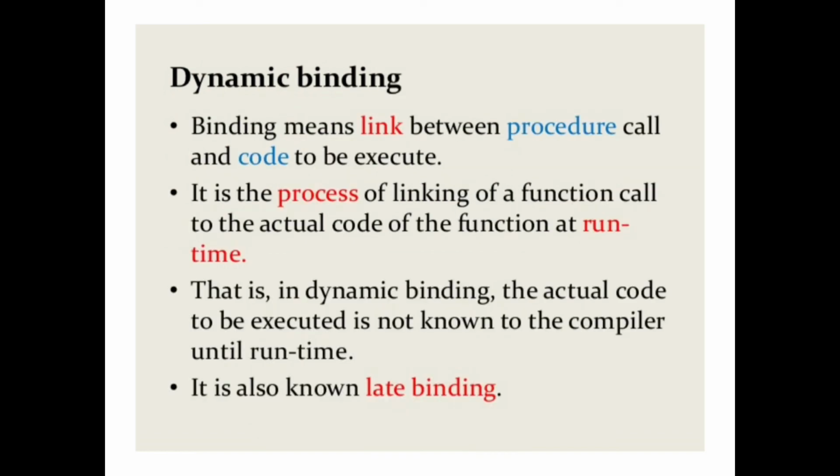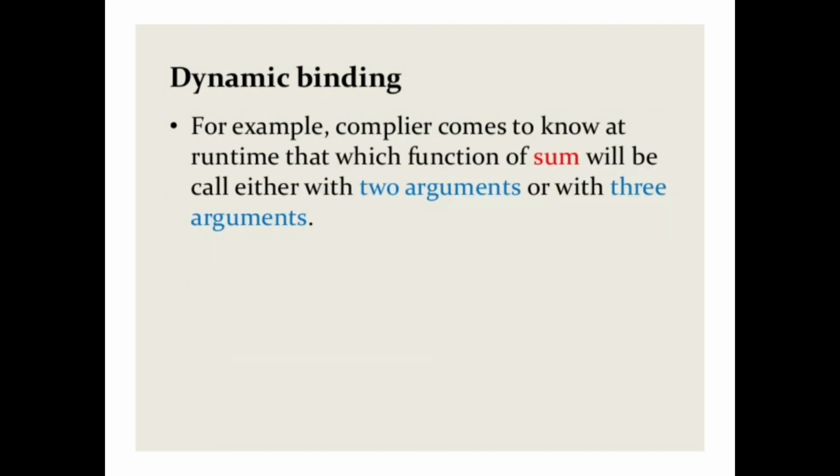Dynamic binding. Binding means the link between a procedure call and the code to be executed. It is the process of linking a function call to the actual code of the function at runtime. That is, in dynamic binding, the actual code to be executed is not known to the compiler until runtime. It is also known as late binding. For example, the compiler comes to know at runtime which sum function will be called, either with 2 arguments or with 3 arguments.